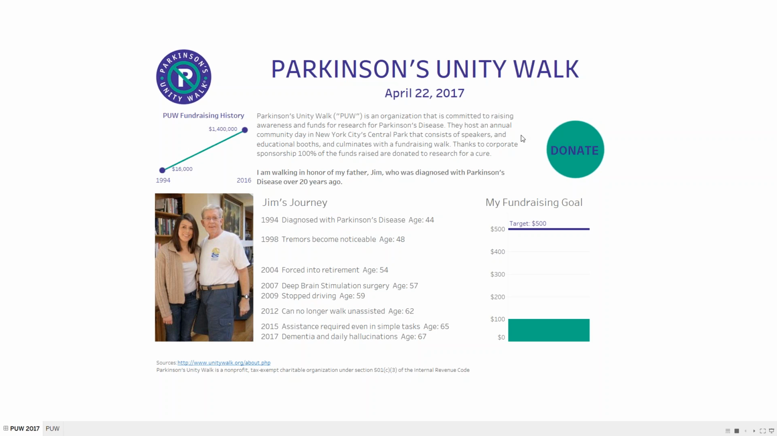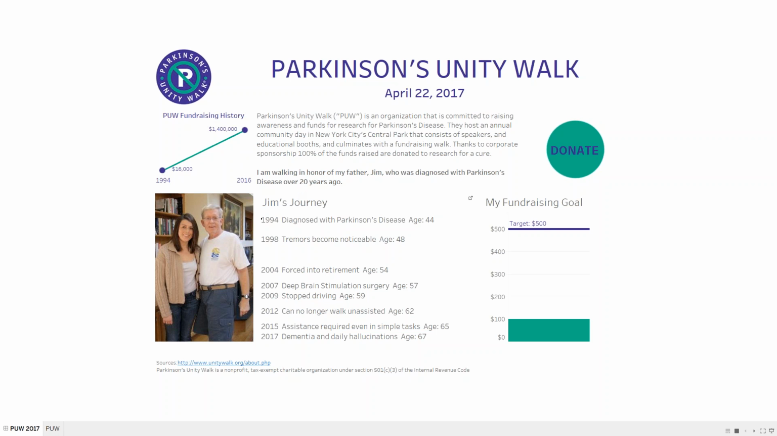A little history quickly about what Parkinson's Unity Walk, the organization, is. Basically, it's a community day once a year, and I'm walking to honor my dad, who was diagnosed with Parkinson's disease over 20 years ago. They have this whole bit on their website with text saying they're a grassroots organization that started in 1994, and I didn't like that. I thought that was much easier visualized as progress: they started in 1994 with $16,000 raised, and last year they raised $1.4 million. The other statistic, which I thought about putting in, was that they had 200 walkers their first year, and last year they had 9,000 participants on the day.